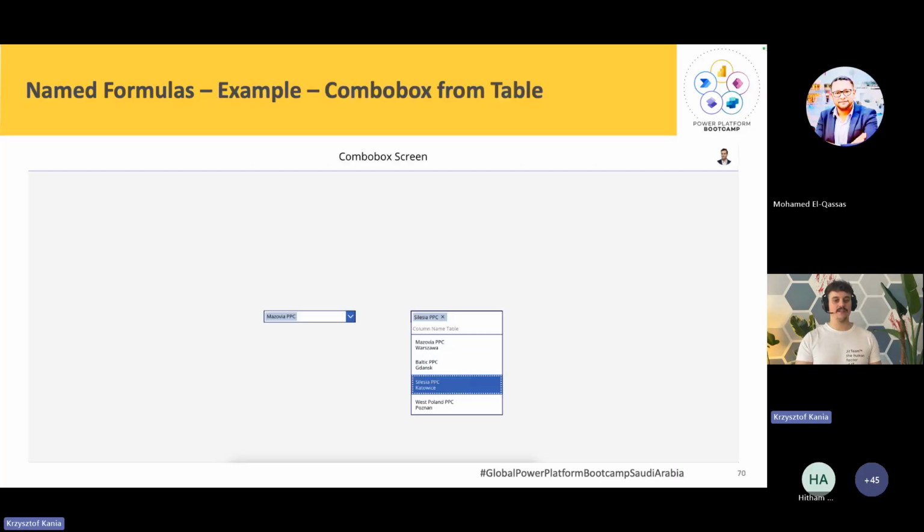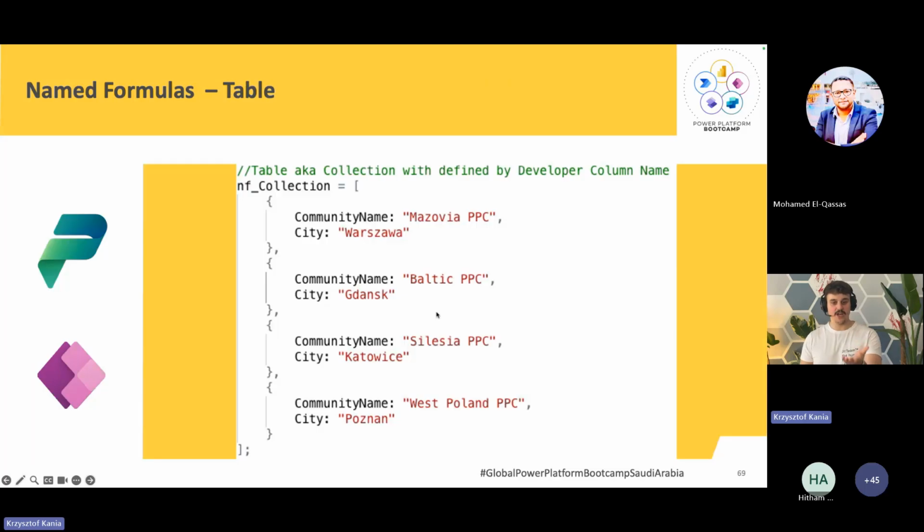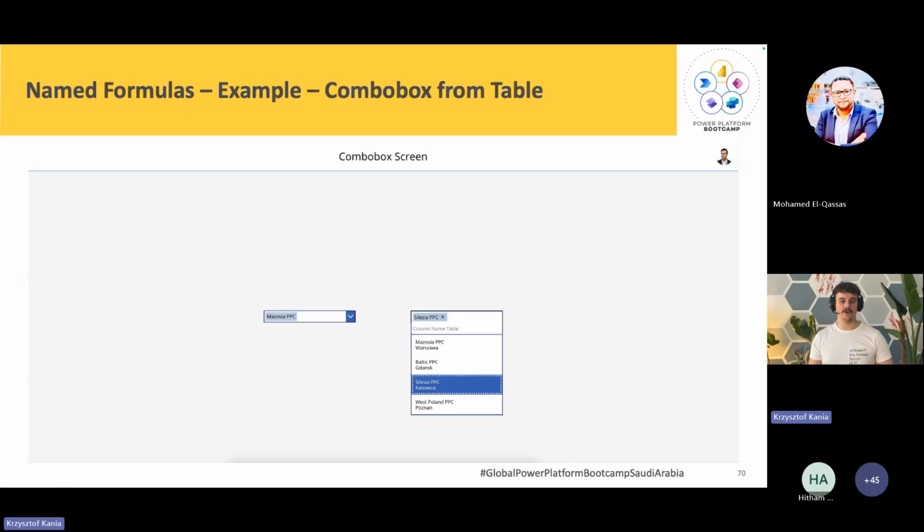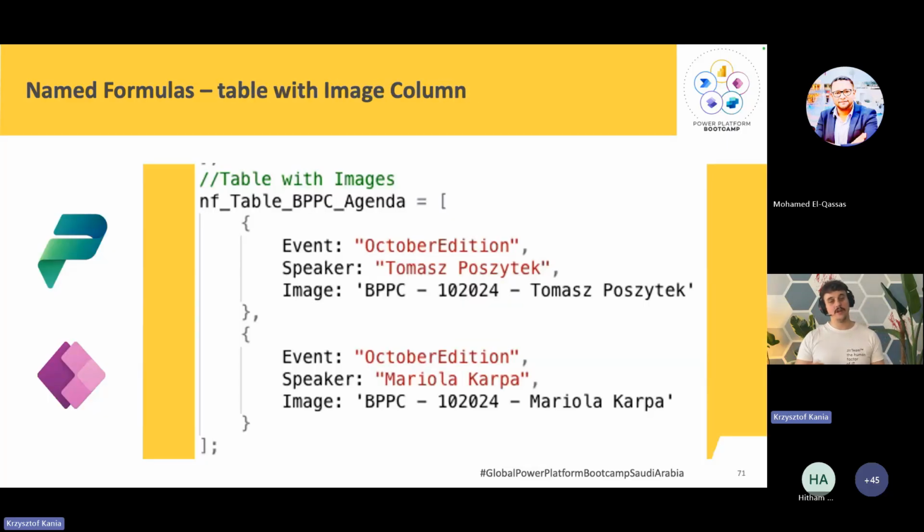So I've created a screen in Power Apps where I've provided the named formula inside a combo box. As you can see, I was able to use the name of a community and the city of a community from this named formula, aka collection, right? You can use it wherever and however you want in the application.